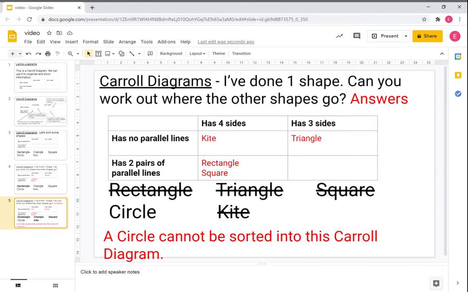Now I'd like you to have a go at sorting some shapes into Carroll diagrams on your task.